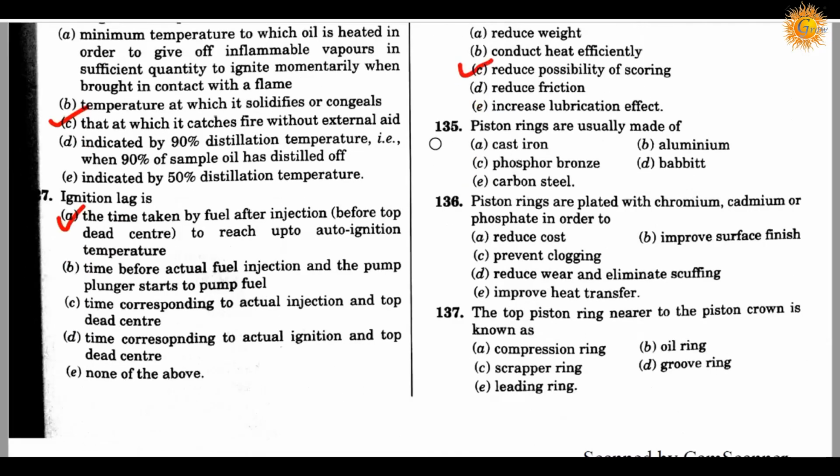Question number 135. Piston rings are usually made of: option A, cast iron; option B, aluminium; option C, phosphorus bronze; option D, babbitt; option E, carbon steel. Correct answer is A, cast iron.